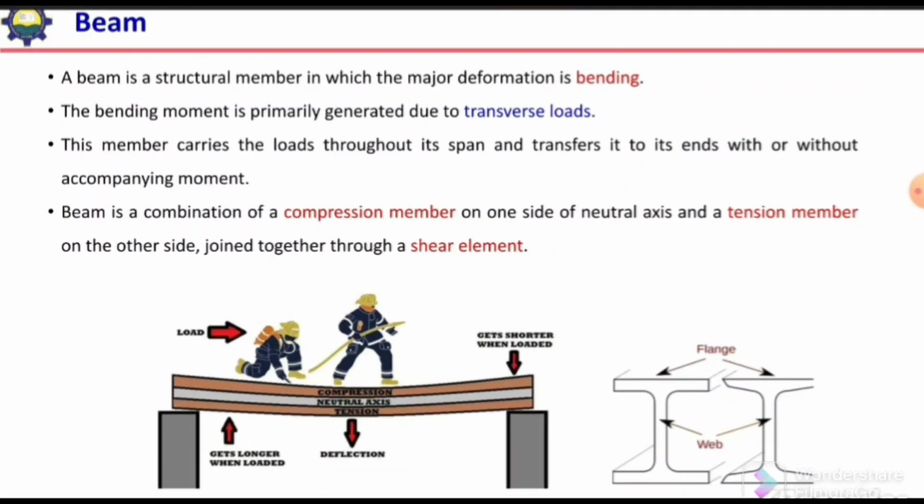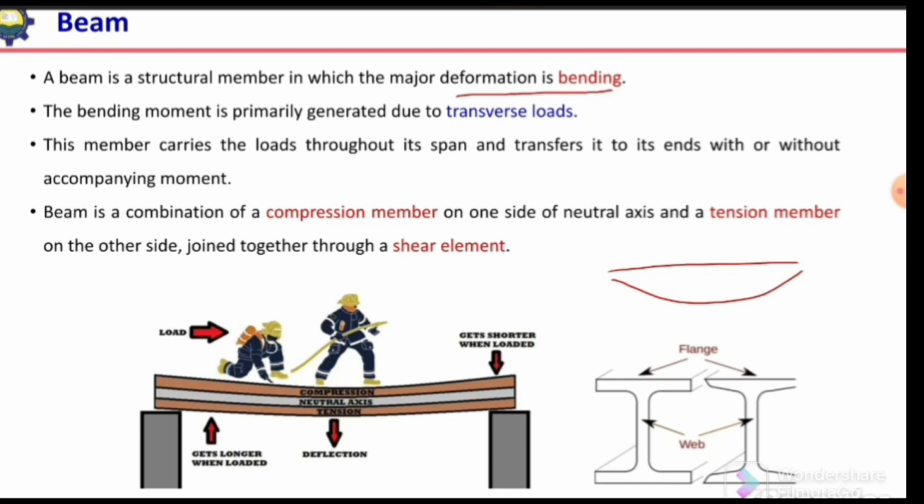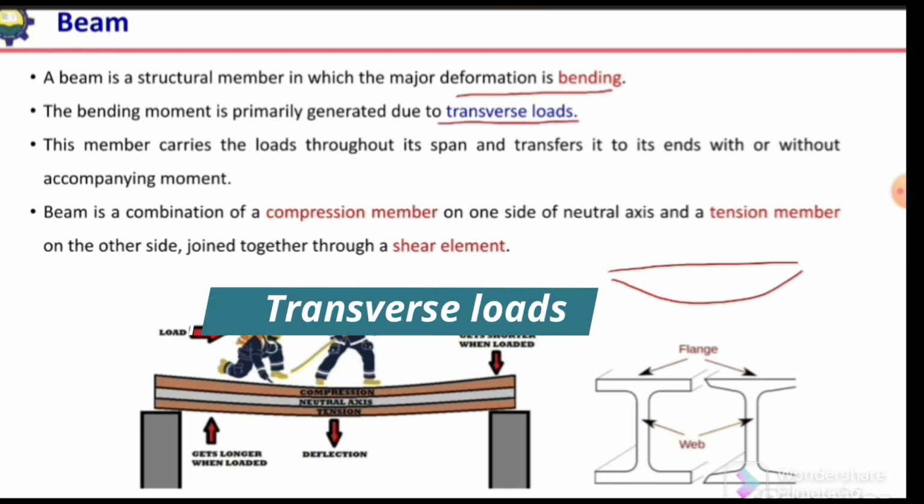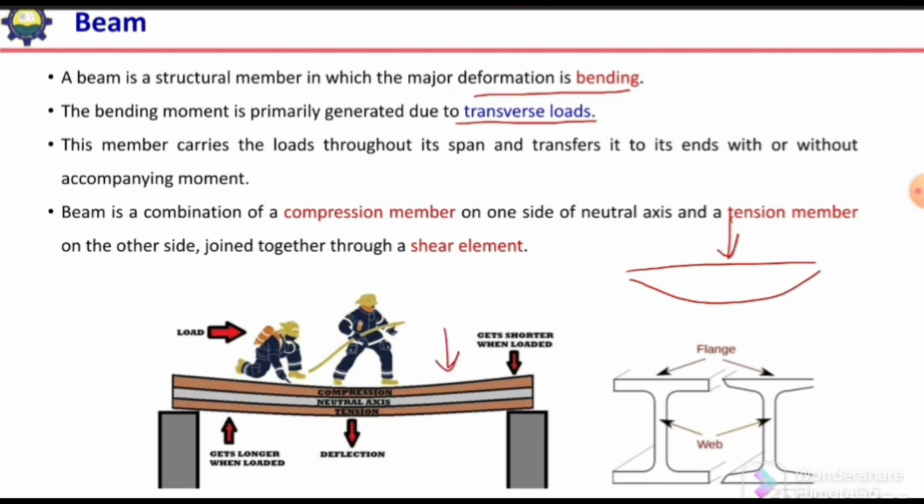A beam is a structural member in which the major deflection is bending. So here the major deformation is bending, and the bending moment is primarily generated due to transverse load. The transverse load acts on the beam and transfers to its longitudinal axis. This member carries the load throughout its span and transfers it to the ends with or without accompanying any movement.